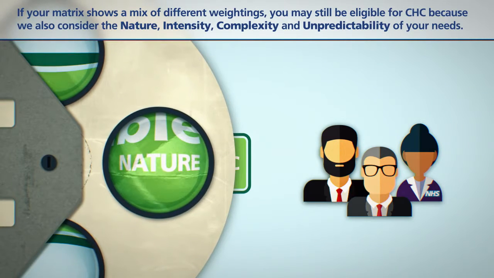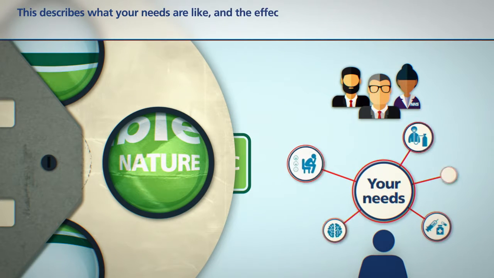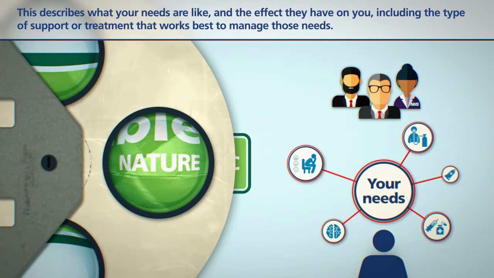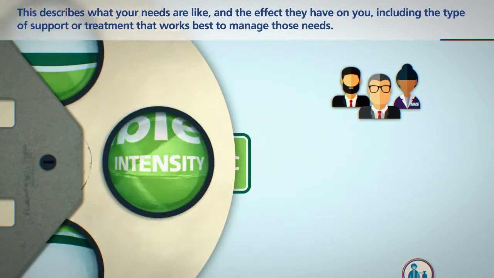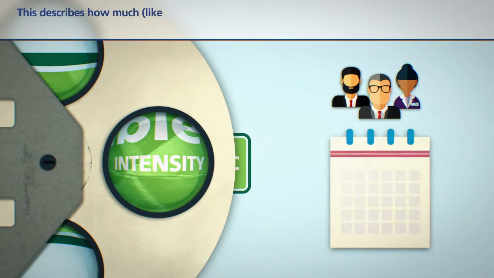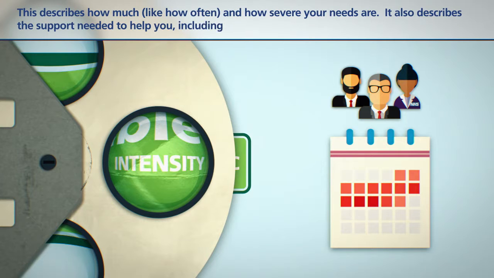Nature. This describes what your needs are like and the effect they have on you, including the type of support or treatment that works best to manage those needs. Intensity. This describes how much, like how often, and how severe your needs are. It also describes the support needed to help you, including the need for ongoing care.